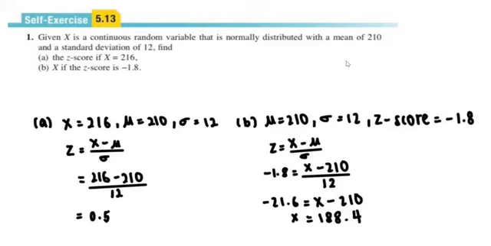B. Find S if Z is negative 1.8. Z is equal to S minus mean divided by standard deviation. We want to find our S, so we key in the values: negative 1.8 is equal to S minus mean 210 divided by standard deviation 12. We bring it over: negative 1.8 times 12 is negative 21.6, equal to S minus 210. We get 188.4.